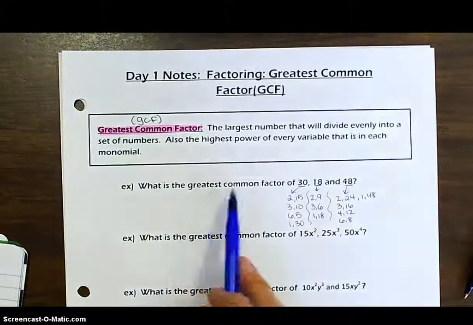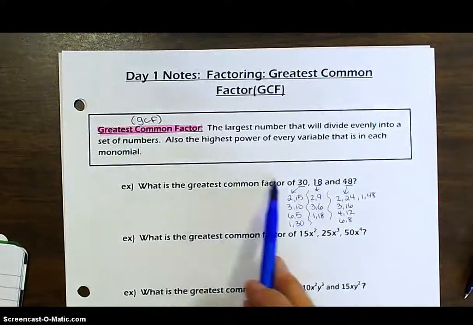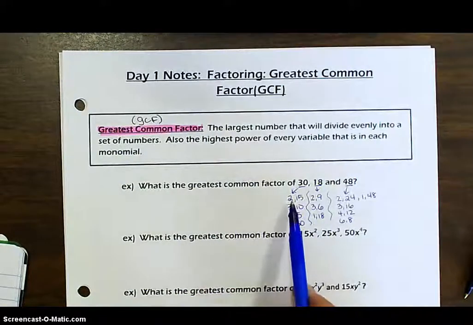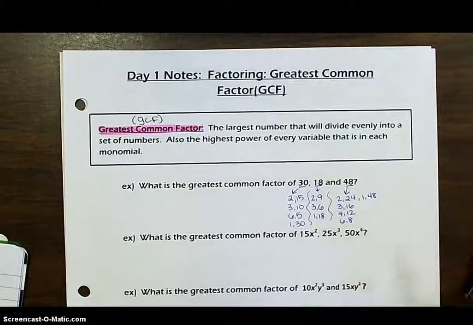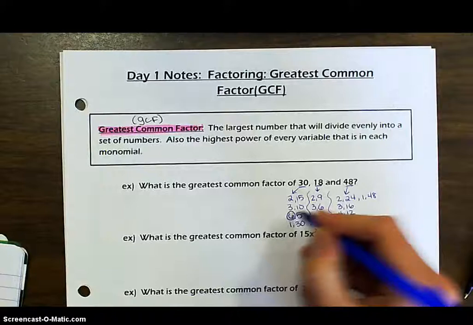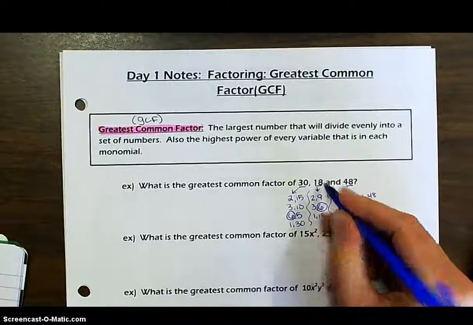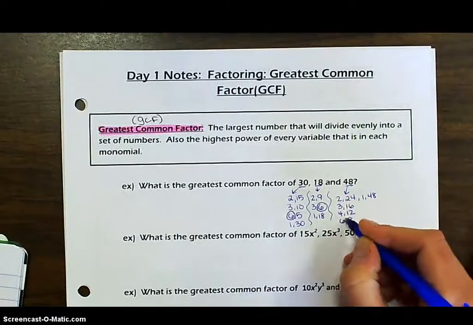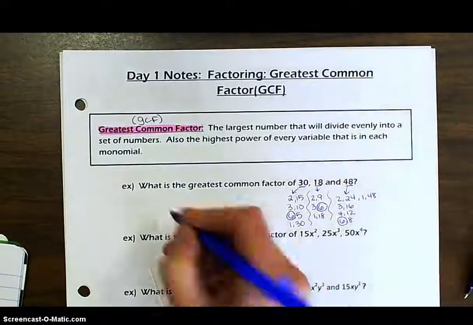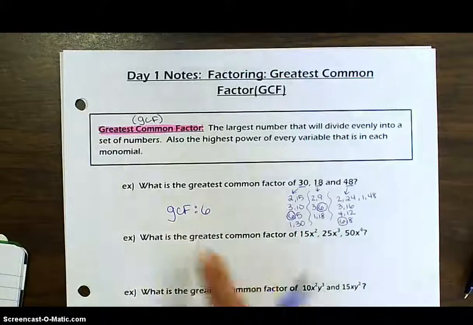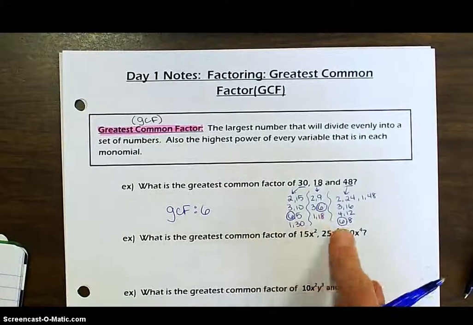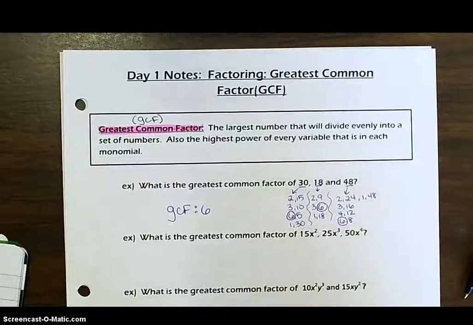Now, the greatest common factor. What's the biggest number that goes into all 3 of them? Well, 2 goes into all 3 of them, but that's not very big. Let's see if there's a bigger one. All right, I see I have a 6 that goes into 30, a 6 that goes into 18, and 6 goes into 48. So my GCF here is going to be 6. It's the biggest number that goes into all 3 of these.